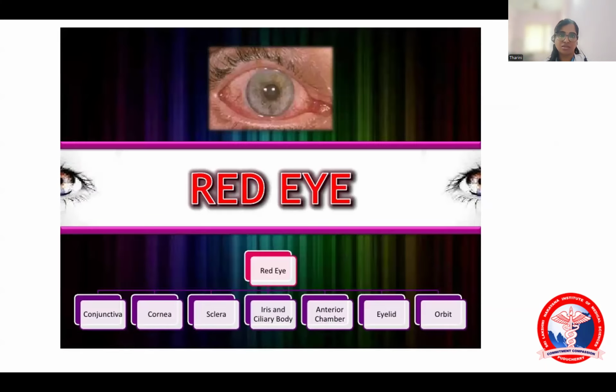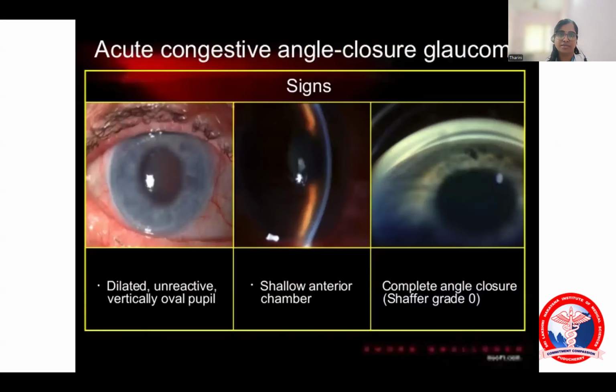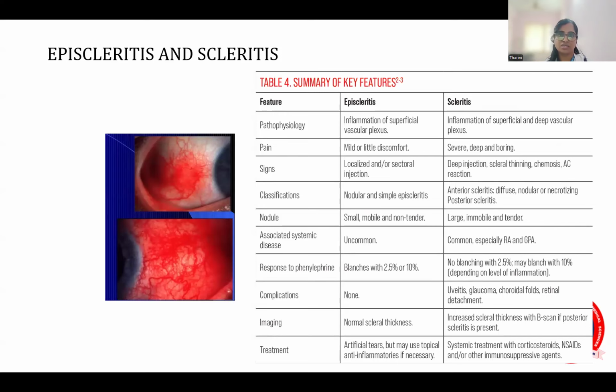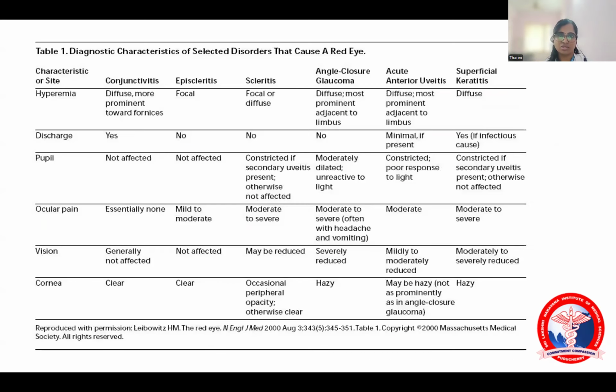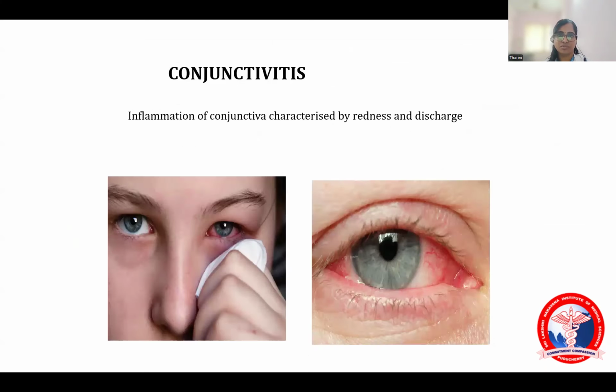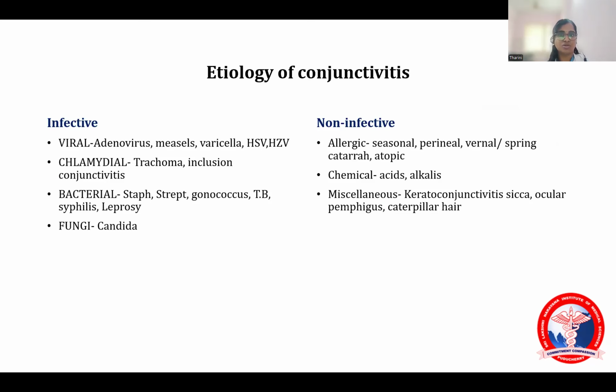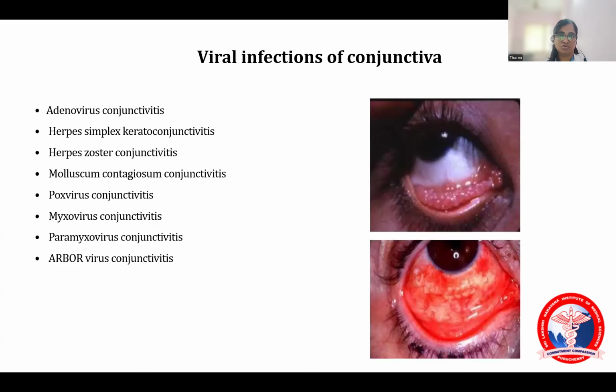Then we went on to discuss red eye. What are the differential diagnoses of red eye? We had congestive glaucoma, episcleritis, scleritis, corneal ulcer, and anterior uveitis, and how each one is different from the others. We discussed the clinical presentation of each condition. Then we discussed conjunctivitis. We had infective and non-infective conjunctivitis. Today we discussed infective conjunctivitis.